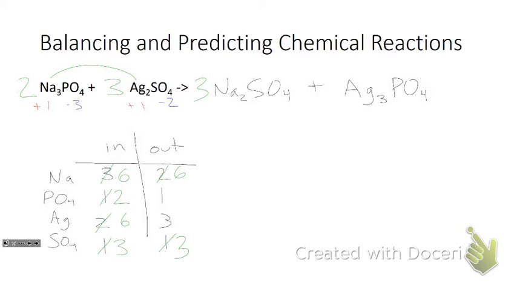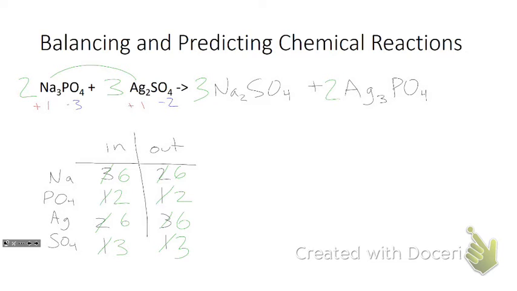Okay, are we balanced? No, we're close though, right? We just need to fix our silver and our phosphates. And we need to get 3 more silvers and 1 more phosphate, which is perfect, because we have a 3 and a 1. So I'll put a 2 up there. Now I have 2 phosphates and 6 silvers.